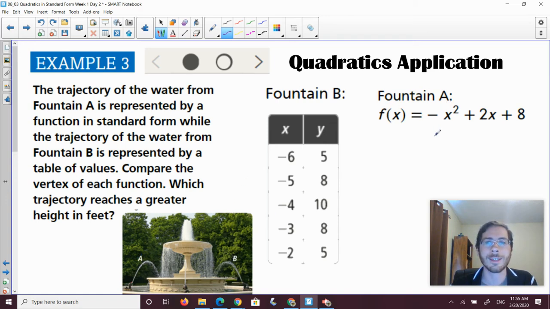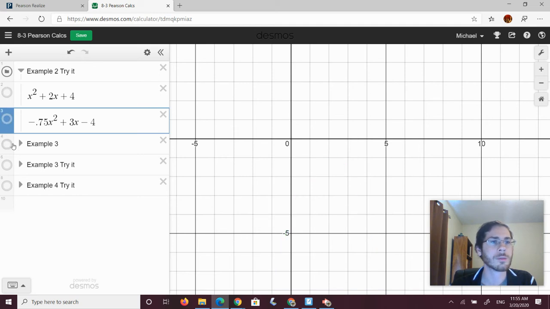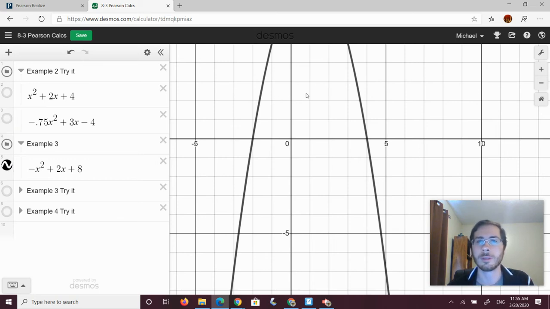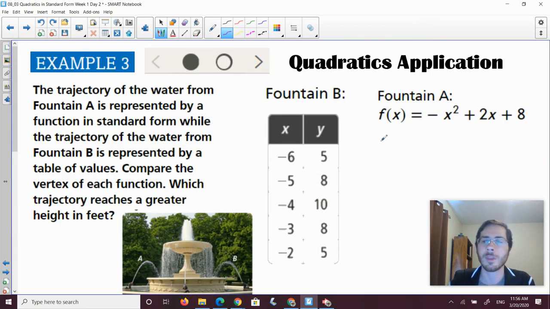So I'm going to go to fountain A, and I've got to find the greatest height. Well, the greatest height has to be the vertex, because the vertex is either the maximum or the minimum. We can tell we're opening down, so it's going to be the maximum. Again, I can do this by hand, or I can just throw it into the calculator. I may as well throw it into the calculator because that's why we have the graphing calculator. So we're going to bring up example 3. There's my fountain. Ooh, it goes really, really tall. So let's go up and find our vertex. Our vertex is at 1, 9. We have to remember, since we want the maximum height, we only need the 9. We don't really need the 1 in this problem because we're just looking for the maximum height.